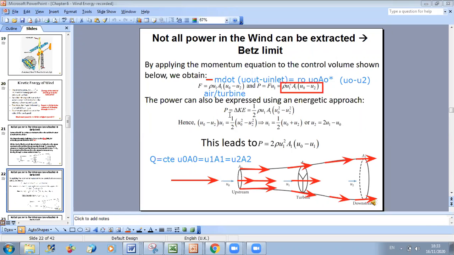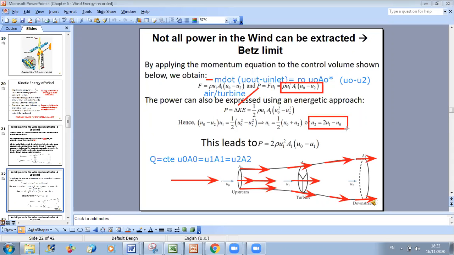Therefore, another way to find the expression of the power is to say that it's equal to the variation of kinetic energy. If we write this, the power can be computed as half rho u1 A1 times u0 squared minus u2 squared. So now you obtain two expressions of the power. And if you equate these two relations, you can get a relation between the three velocities, u1, u2, and u0.